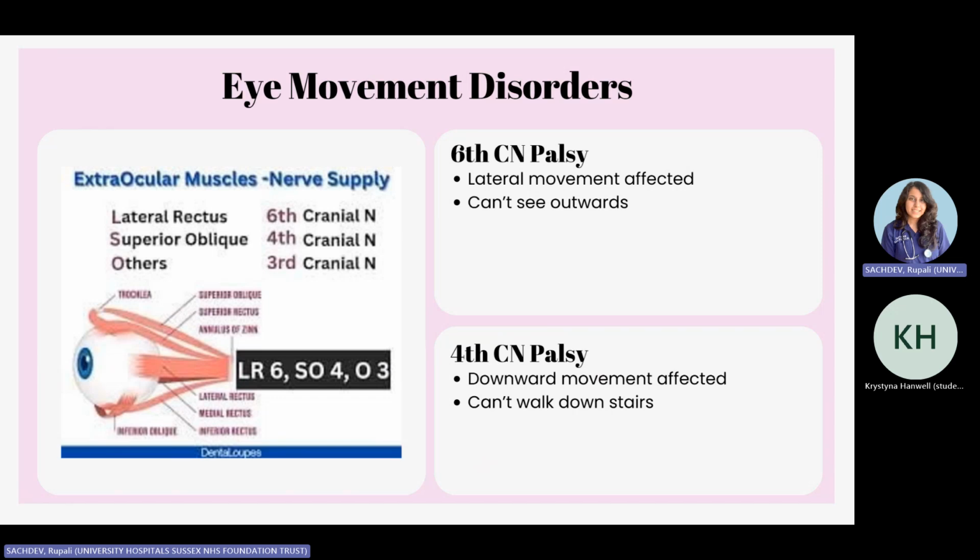If it is the fourth cranial nerve palsy, which is a superior oblique, which essentially has like a pulley-like system, so it moves the eyeball up and outwards, and down and inward. So downward movement gets affected. And essentially, because you need to look down when you're walking downstairs, they can't do that anymore.